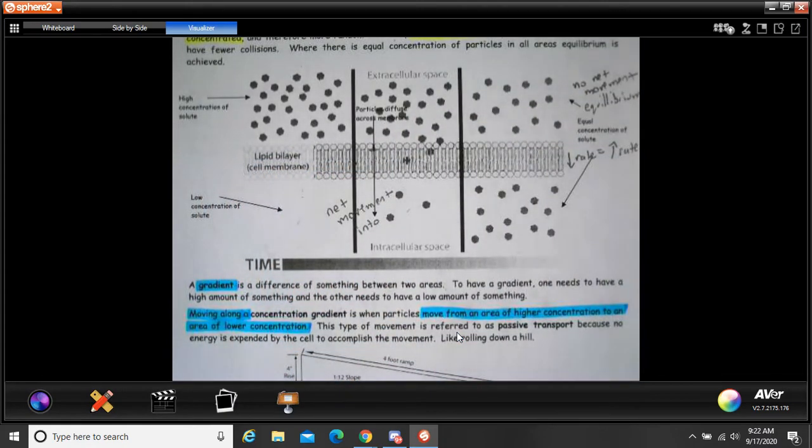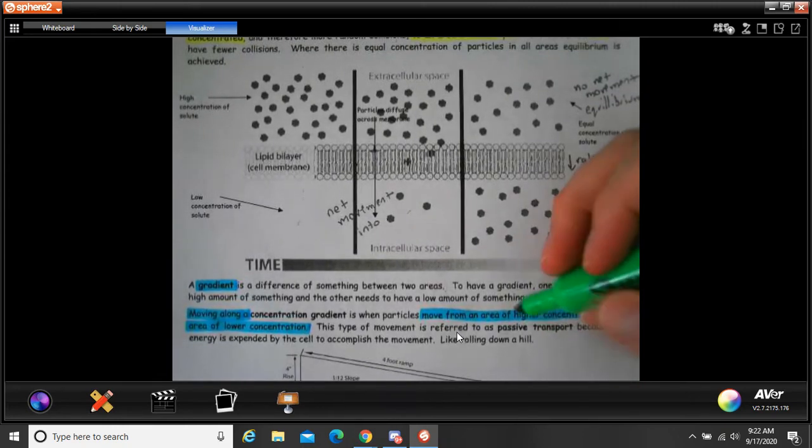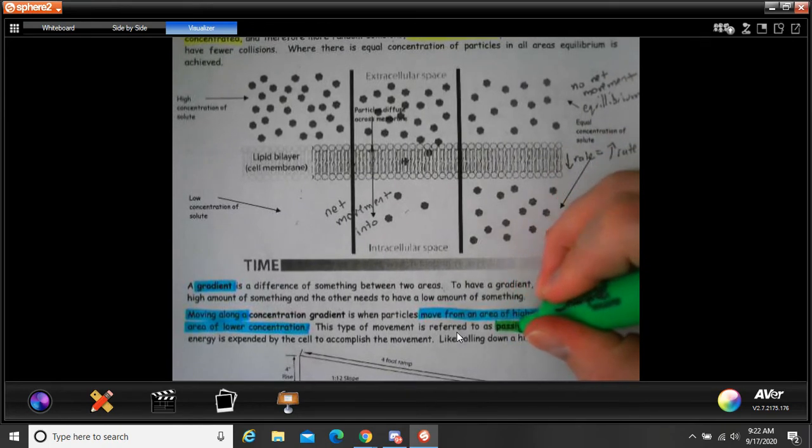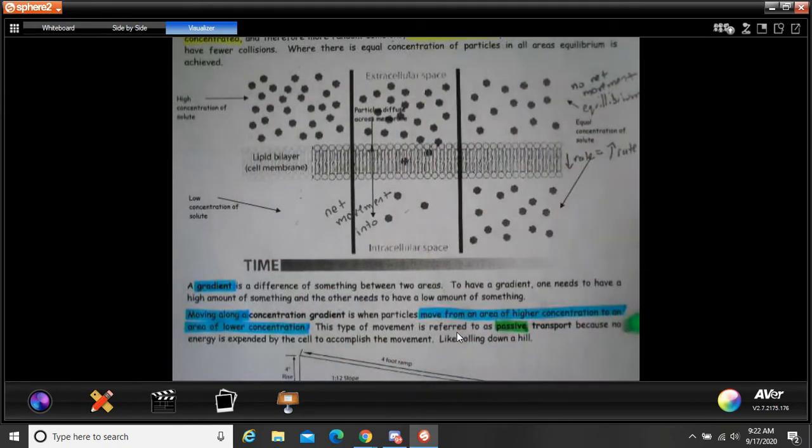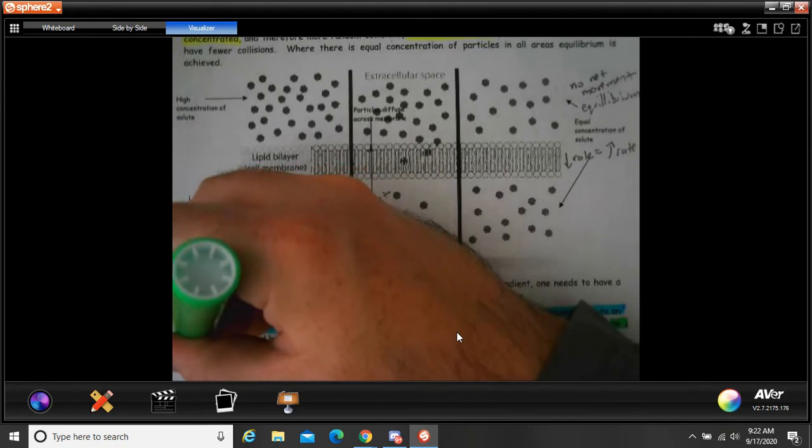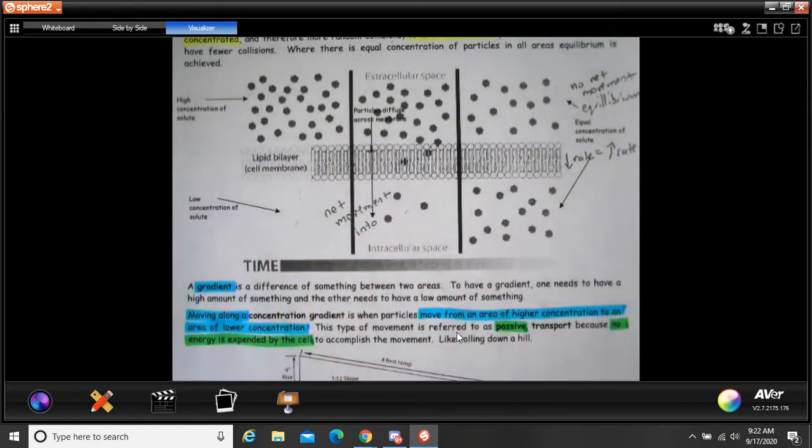This is referred to as being a type of passive transport. Now that doesn't really affect you in this course, but it will come up in grade 12 or maybe AP 11. And passive means that no energy is expended by the cell in order to accomplish that movement.